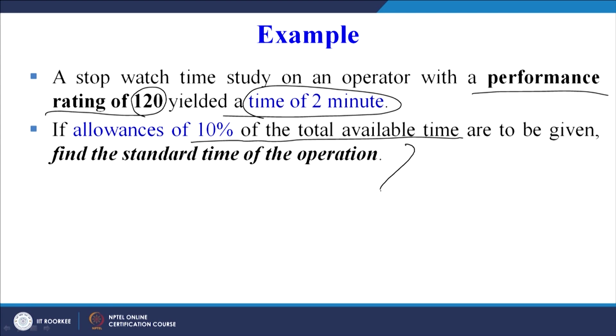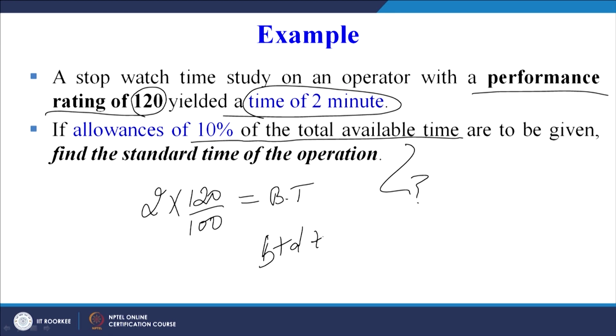So here there is a slight variation in the way the allowances are specified. Allowances are specified as 10% of the total available time. So this we have to take into account when we do our calculation. Otherwise it is fairly simple. 2 minutes is given as the observed time, the rating is given, and the standard rating will give us the basic time. And now in this case, the standard time that we need to calculate can be calculated as basic time into 1 plus the allowances.